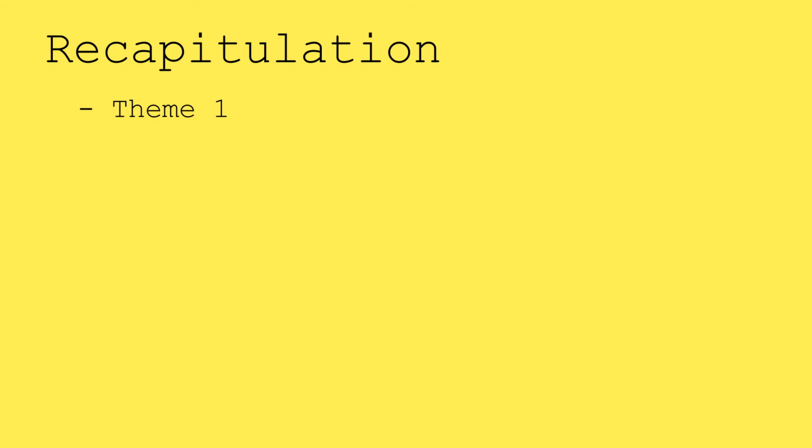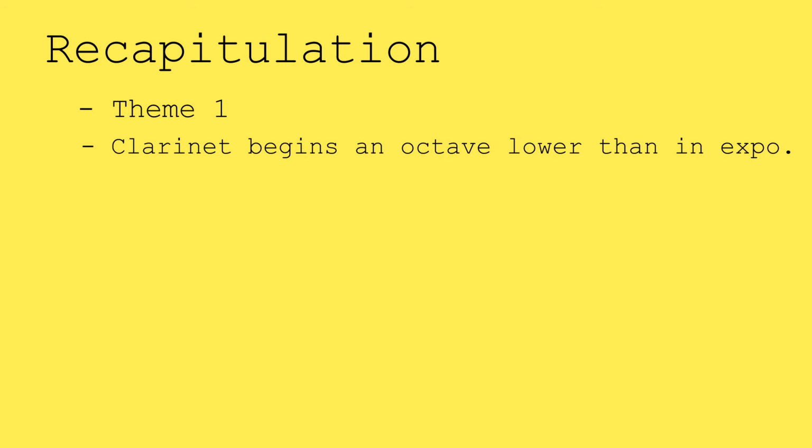Both the clarinet and the piano decorate the melody with triplet arpeggios. The clarinet starts an octave lower than it did in the exposition, but quickly ascends before arriving to a half cadence. The continuation of the theme from measure 12 and the first part of the transition returns.